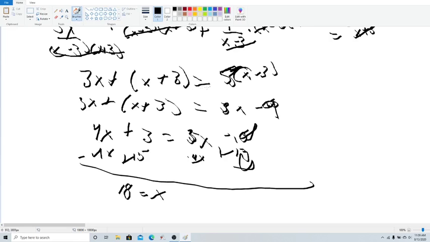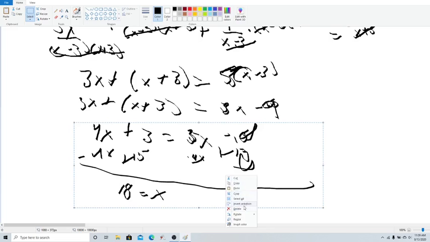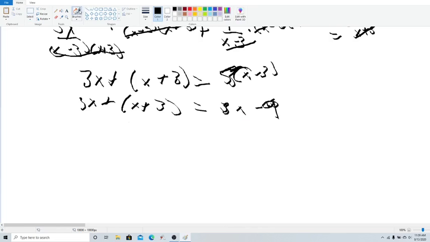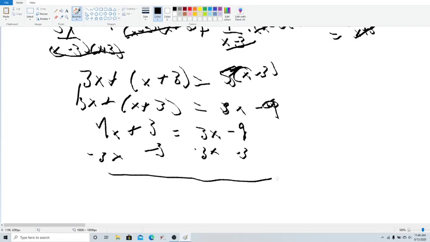All right, let's back it up a little bit. We're going to select this and delete it out. Sorry about that, guys. Okay, so from here, we're going to combine like terms. So we're going to have 4x plus 3 is equal to 3x minus 9. And so then what we're going to do is we're going to add by 9, subtract by 3x, and then subtract by 3, so minus 3x, minus 3 on both sides. Okay, we have x is equal to negative 12.